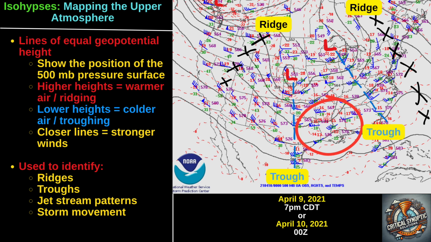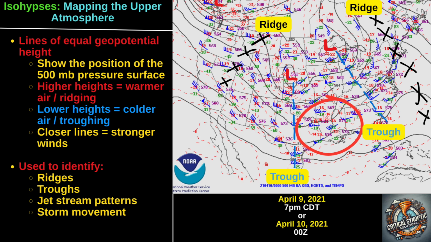As you look across the map, notice how some of the lines are packed close together, while others are farther apart. When the lines are close together, the winds are usually stronger. However, when they're further apart, the winds are generally weaker. So these lines make it easy to spot ridges, troughs, and the overall flow of the atmosphere. Once you learn to recognize these steps, reading a 500 millibar map will become much less intimidating.